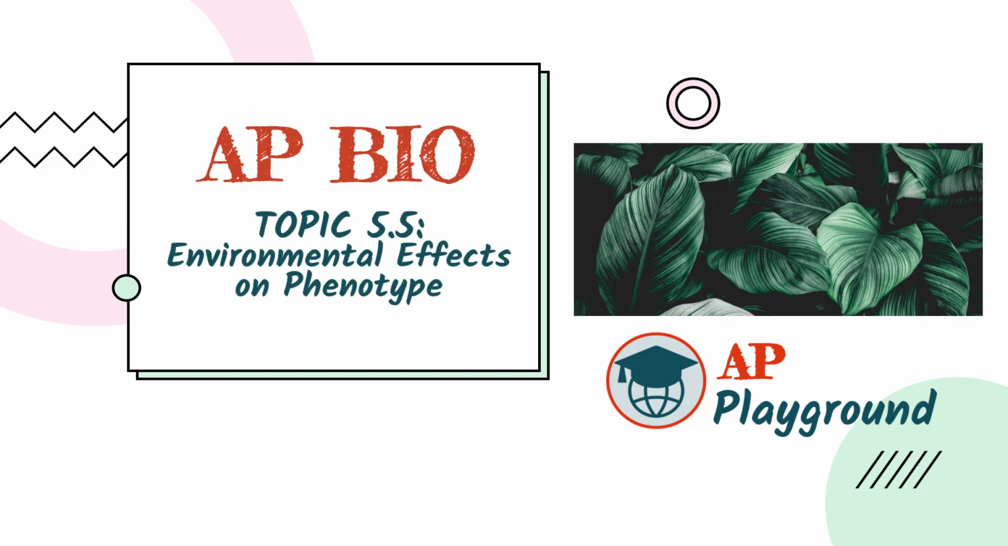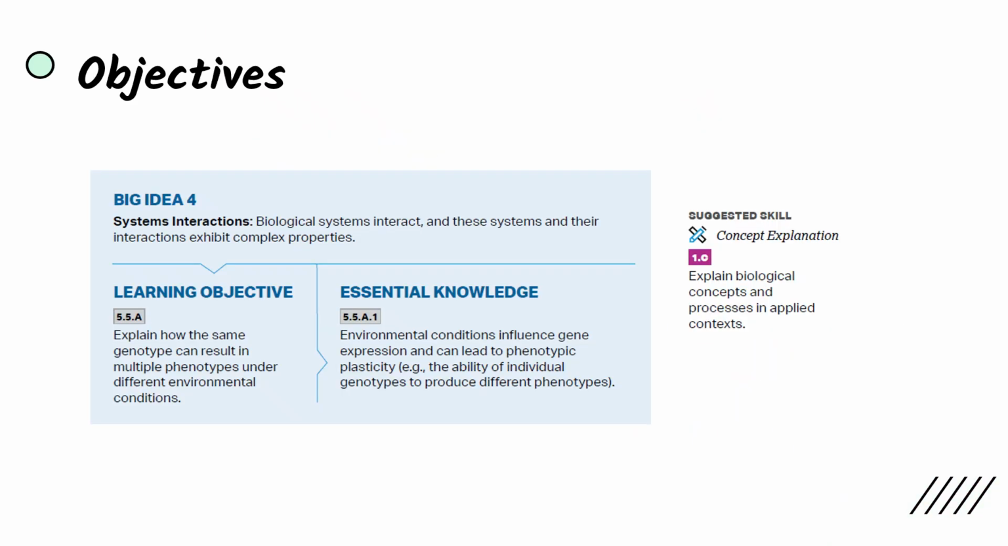Today, we're covering the last topic of Unit 5, Topic 5.5, Environmental Effects on Phenotype. Very short objectives. You just need to know that environmental conditions can also influence gene expression, not just genetics, and can lead to what's known as phenotypic plasticity, which we'll discuss in the lesson. And our suggested skill is Concept Explanation 1C, explain biological concepts and processes in applied contexts.